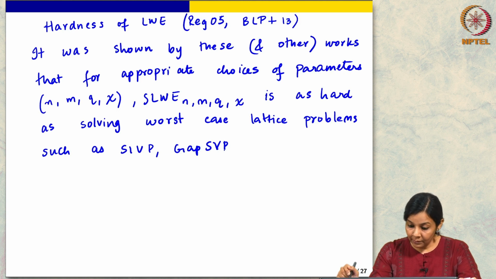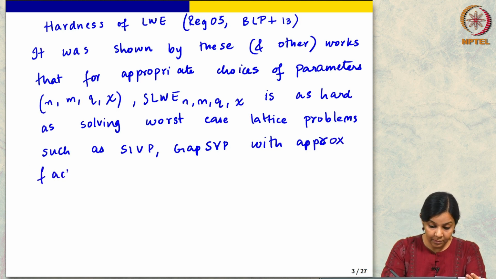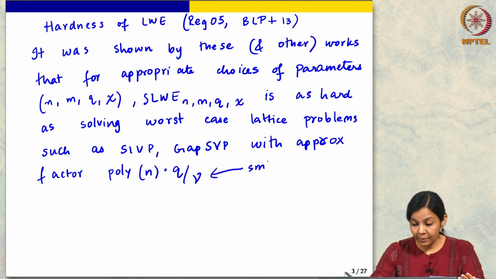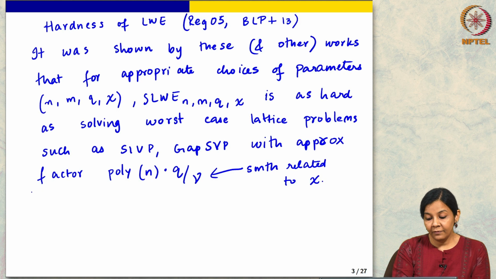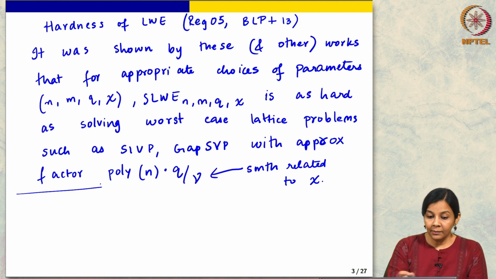Okay. So, is solving worst case lattice problems such as Gap-SVP and SIVP with approximation factor poly n q over gamma, and gamma here is actually the standard deviation of the Gaussian that I was talking about, but let us just say something related to chi, because for our purpose it really does not matter. Okay. So, we believe that LWE is hard.